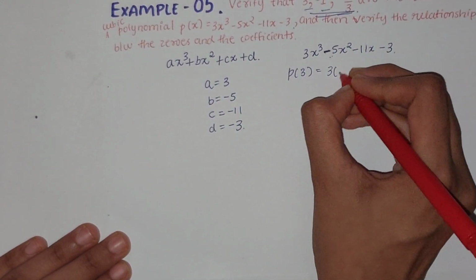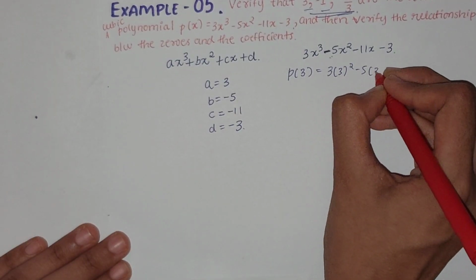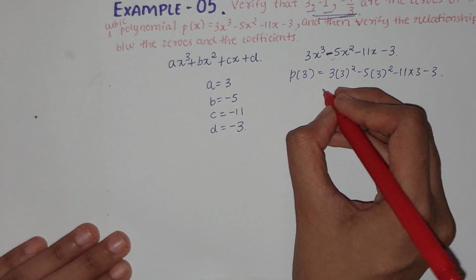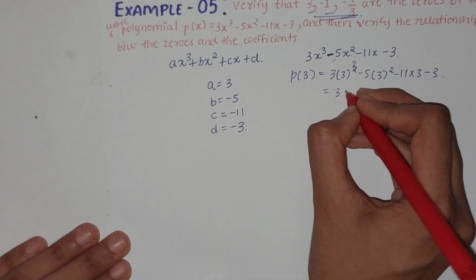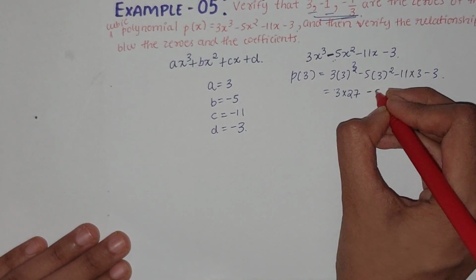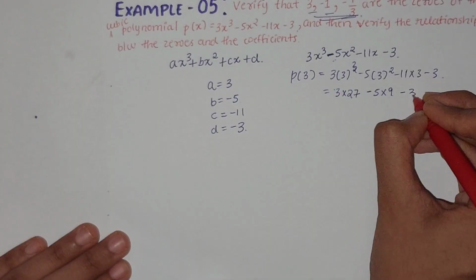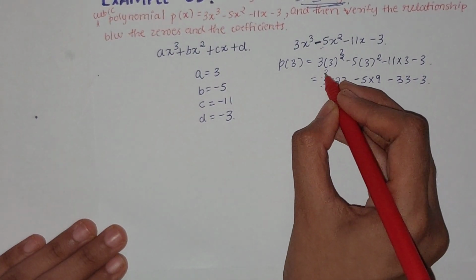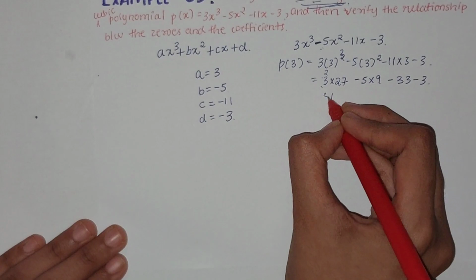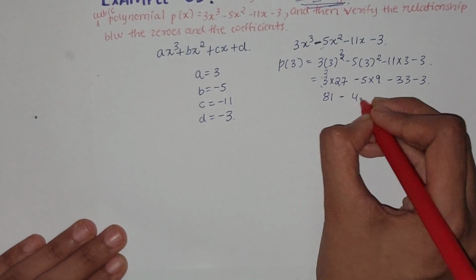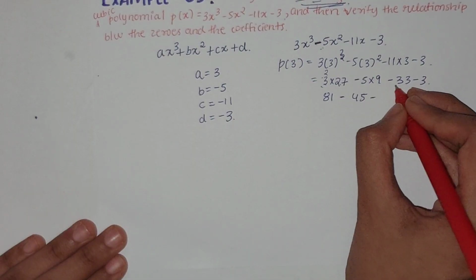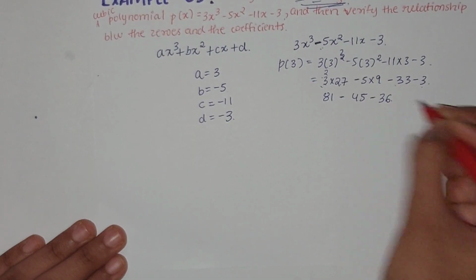If I put p of 3: 3 cube minus 5 into 3 square minus 11 into 3 minus 3. So 3 into 27 minus 5 into 9 minus 33 minus 3. 7 3s are 21, 2 3s are 6, 7, 8, minus 5 9s are 45, right? Minus 33, minus 33 minus 3 is minus 36.